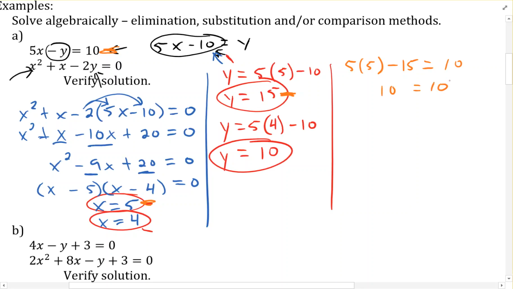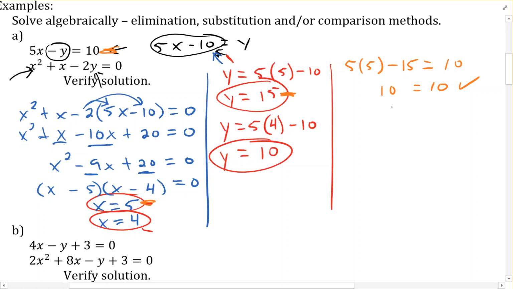So 10 is equal to 10, so that checks out. Also, just so you're clear, we could have actually put 5 into the x values here too, and we could have put that y into there, and you should get 0 out too. You can also verify with 4, so we could do that in the bottom one, I guess.